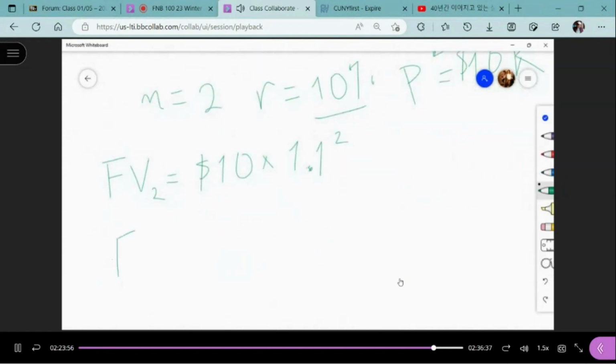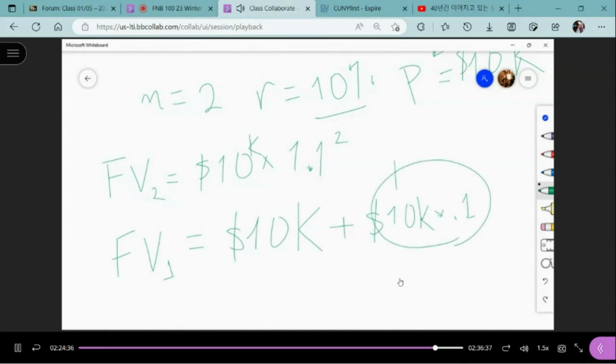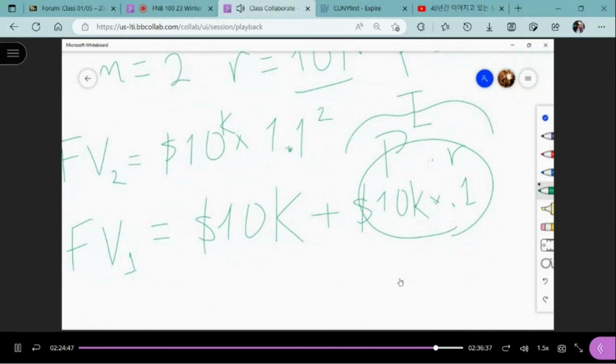Let's start with future value 1. That means how much money will be there in your account at the end of year 1. At the end of year 1, we all know you have the principal of 10K. Principal of 10K. And then there will be interest of 1K because it's 10%. That 1K is simply what? Principal times interest rate, right? In other words, P times R. And this is called interest, right?